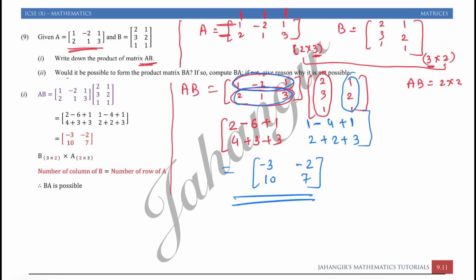Now what they say, would it be possible to form BA? So AB is possible. Now we will check about BA. For that, pause the video, write down this first question, and then we will do the second question in this part only. Let me erase. Pause the video till then.